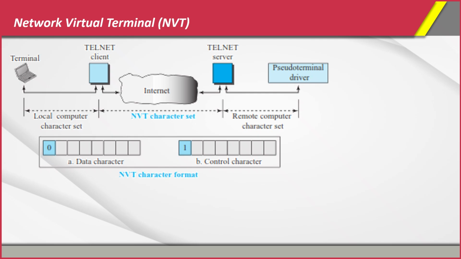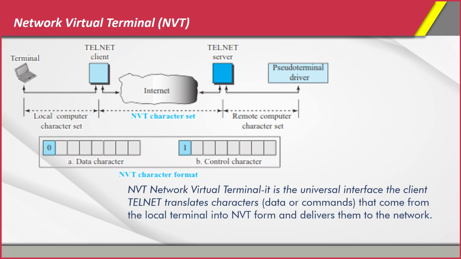NVT, or Network Virtual Terminal, is a universal interface via which the client Telnet translates the characters that come from the local terminal into NVT form and delivers them to the network. The server Telnet, on the other hand, translates the data and commands from NVT form into the form acceptable by the remote computer. This Network Virtual Terminal uses two sets of characters, one for data and one for control. Both of them are 8-bit bytes as shown in this figure.